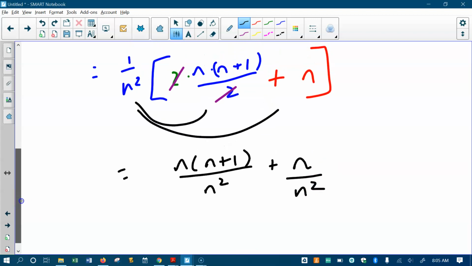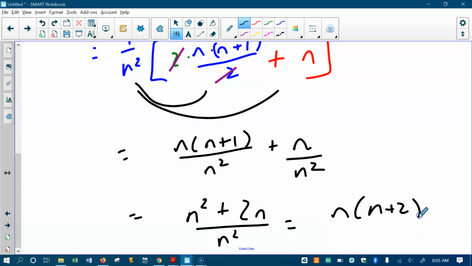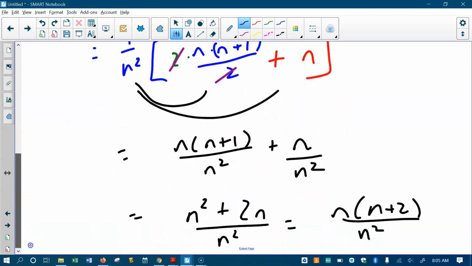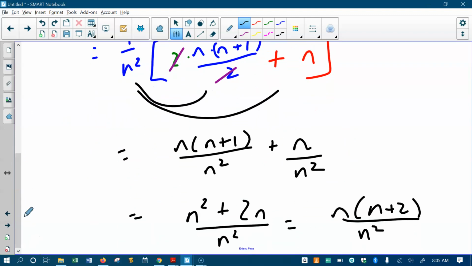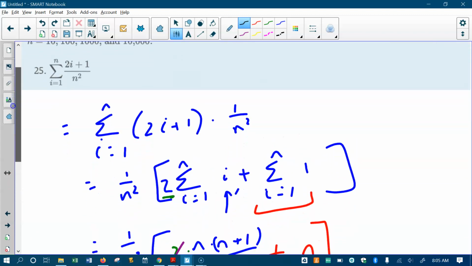Okay, I'll keep combining. Lots of simplifying here. This gets us plus an n, so plus 2n over n squared. Okay, that simplifies more. You can factor the top as n times n plus 2 over n squared. Wow, that was really a lot of simplifying. But that's what you get as your answer. Now we can just plug in any number that we want for n. In this one, it looks like we're plugging in 10, 100, 1,000, and 10,000.